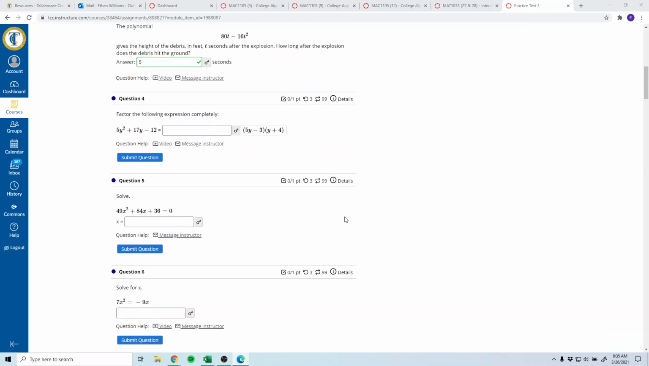Right, number 5 here. Number 5, we want to solve the equation that looks pretty nasty at the onset. We got 49x squared plus 84x plus 36 equals 0.